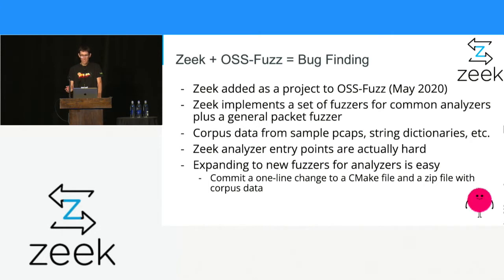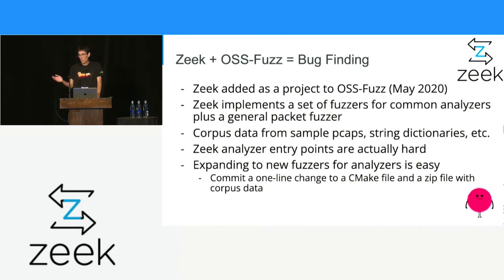We added Zeek to OSS-Fuzz in May of 2020, and adding a project to OSS-Fuzz is real easy. There's a YAML file you commit to their repo, and it's basically a description of your project: a list of email addresses for your maintainers who get the reports, some information about what sanitizers you want to run, what fuzzing runtimes you want to use. They support all three of the big ones. And you commit a script that effectively tells them here's how you build my code, here's how you run my fuzzers, and here's how you stick the corpus data in there. You submit that as a PR to their repository, and they almost always accept every change I give to them without really any questions.